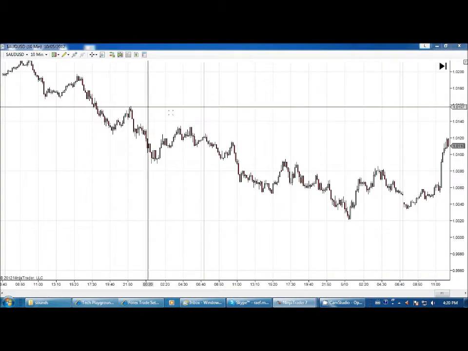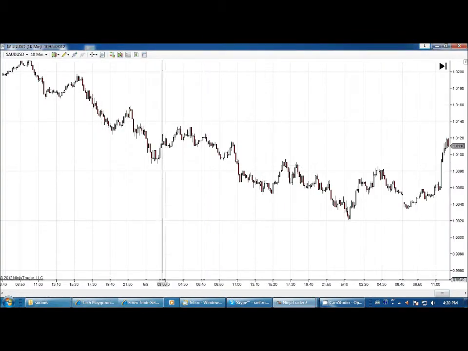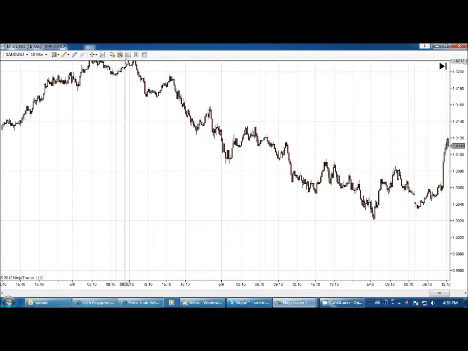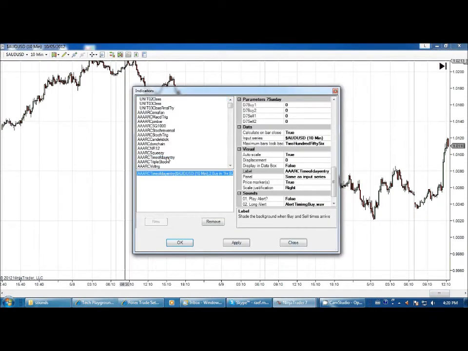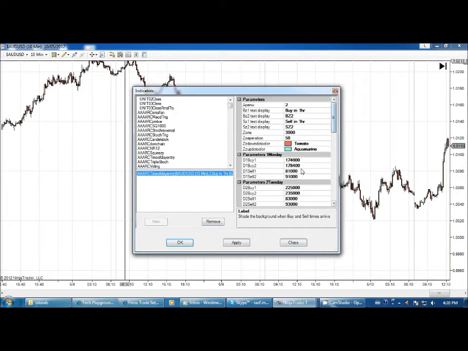So here we go. This is just a blank chart of the Aussie dollar. Here's our indicator. We've got all our times. On a Monday morning, I want to signal it an hour before it happens. This could be 2 hours or 3 hours, whatever you want. I just want something coming up at least an hour beforehand.